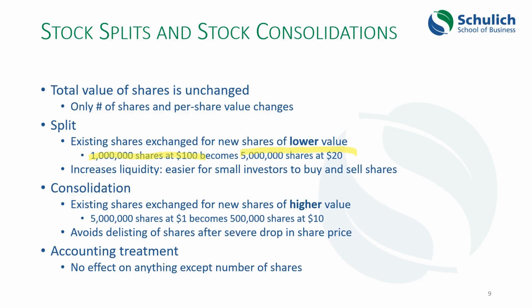Consolidation is working the other way around. Suppose that you had a company that had 5 million shares at $1 each. If those shares continue to drop in value, there's a possibility that the rules of the stock exchange would say you can't trade on this exchange. We don't trade shares that are worth lower than a certain threshold. So to avoid being delisted by the stock exchange, the company might consolidate its shares. So it just takes those shares and collapses them into a smaller number of shares at a higher value. The total value of those shares doesn't change, but there's fewer shares on the market. So if you are a shareholder that had 10 shares before, you now have 1 share and it's worth the same $10 figure.